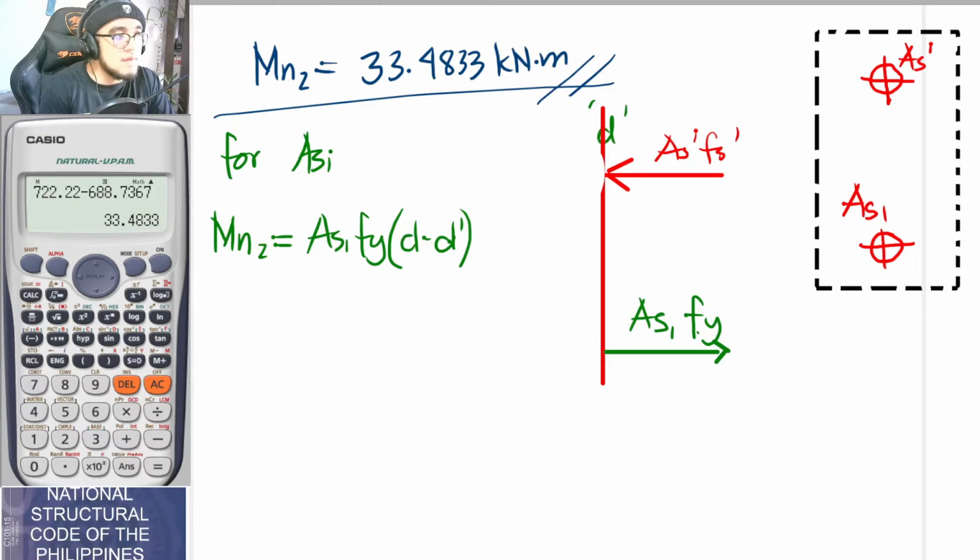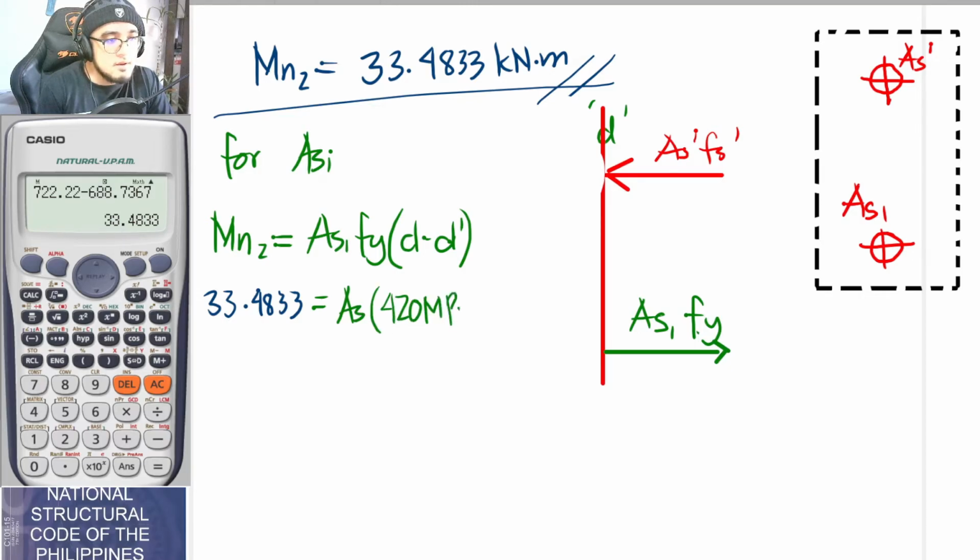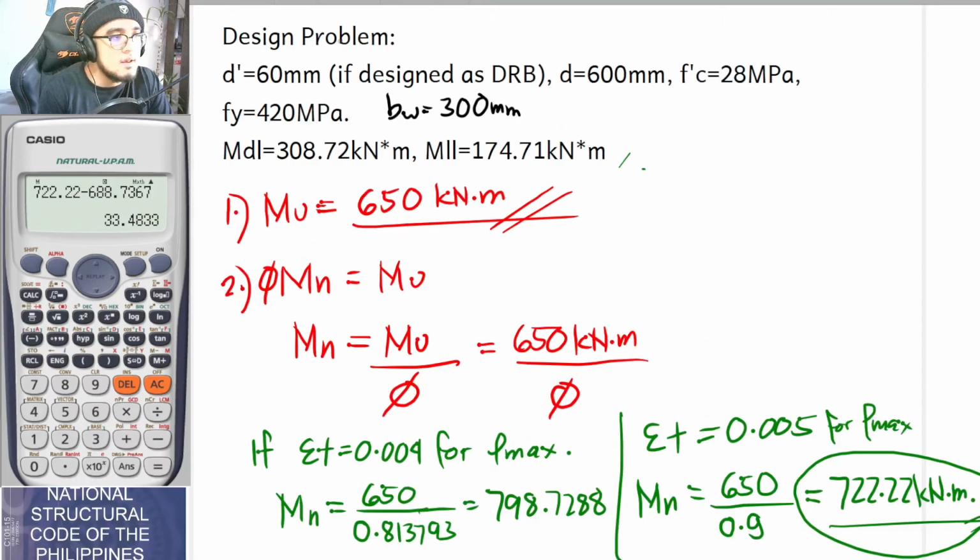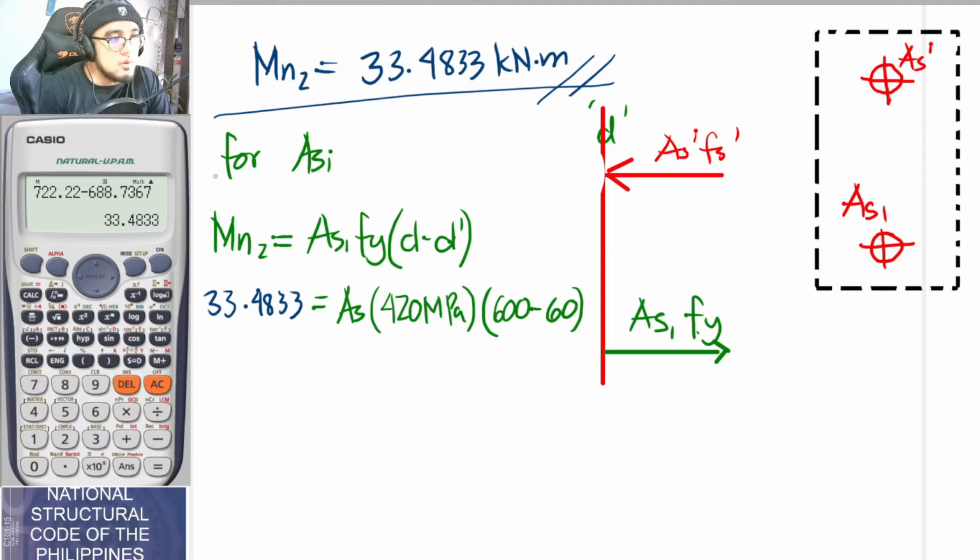So substituting known values, those are 33.4833, and this is equal to AS1. Our AS1 is unknown actually. For our Fy, that is 420 megapascals. And for the value of d, d is equal to 600. This is already given in the problem, as well as d prime, and that is 60, if I'm not mistaken. So yes, correct, 60. Moving forward, we can now solve for the value of AS.